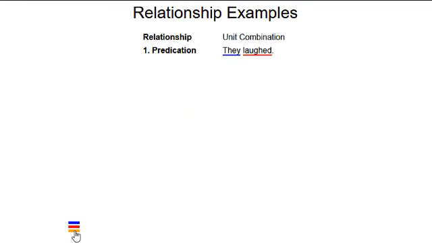Here are some examples. The 2 words "they laughed" form a clause because they have a predication relationship. The word "they" is the subject and "laughed" is the predicate. The 2 words "play games" form a verb phrase because they have a complementation relationship. The head of the phrase is the word "play," and "games" is its subordinate complement.